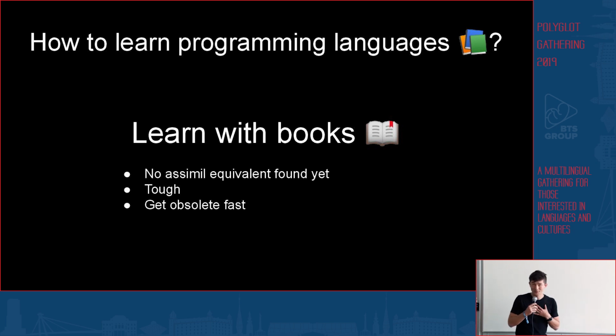The biggest problem with the books is that I haven't found a similar equivalent yet. But if you find it, let me know. Books also get obsolete because programming languages evolve very fast. Before, like in the 19th century, we had next to zero programming languages, and now we have hundreds and thousands. It makes books get obsolete.